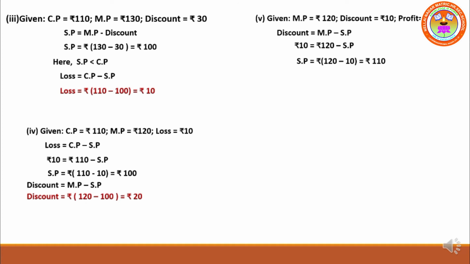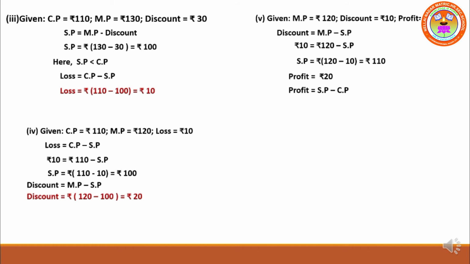Now, what should I do? Yes, and profit is given. Look at the question. In that question, profit is given. So, we are going to find CP using profit. Why are we using the profit formula? Because SP is given, profit is given. So with these two I can find CP using the profit formula.